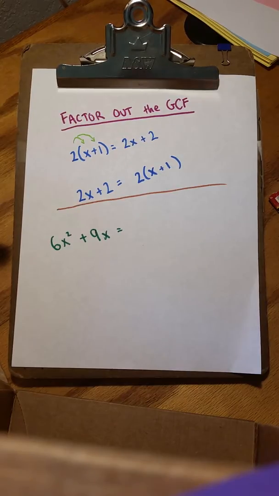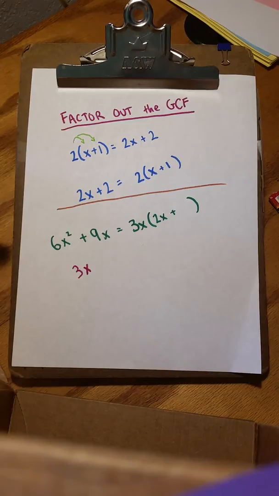What could we factor out of 6x squared plus 9x? We can factor out a 3 from 6 and 9, and we can factor out an x from x squared and x. So if we pull out a 3x, what is left? 3x times what equals 6x squared? 2x, because 3 times 2 is 6, and x times x is x squared.